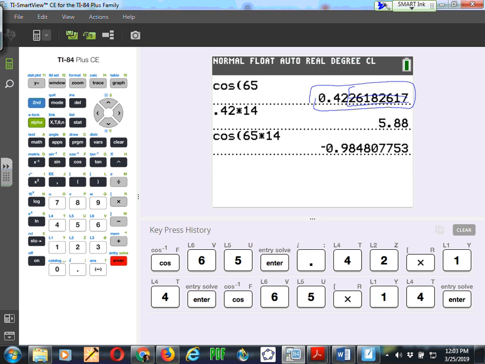Now, what's wrong with this answer? You didn't close the parentheses. I didn't close the parentheses. This says not take the cosine of 65 and multiply that answer by 14. It says take 65 times 14, get that angle, and find the cosine. In this case, it gives me a negative answer. That's not a good thing.